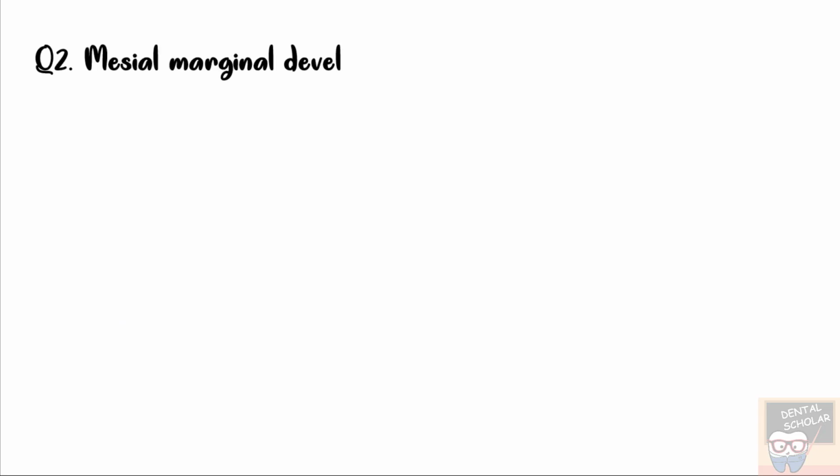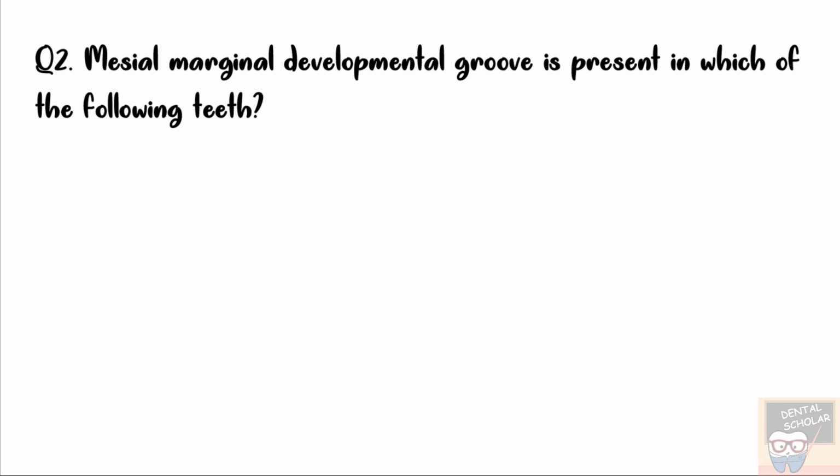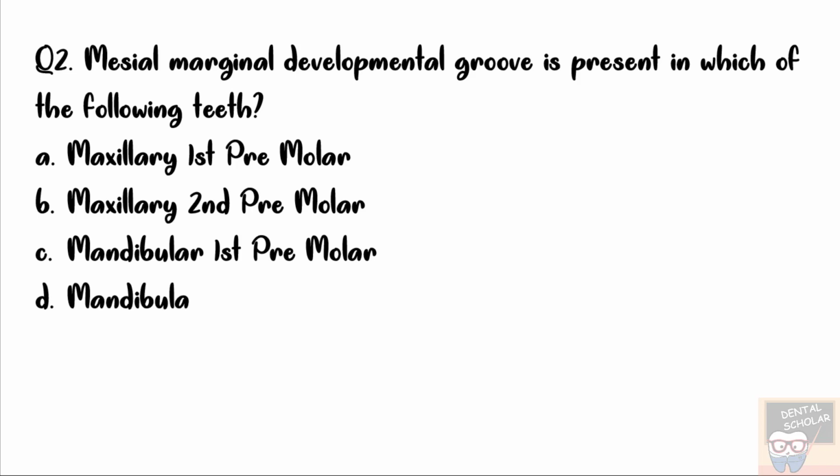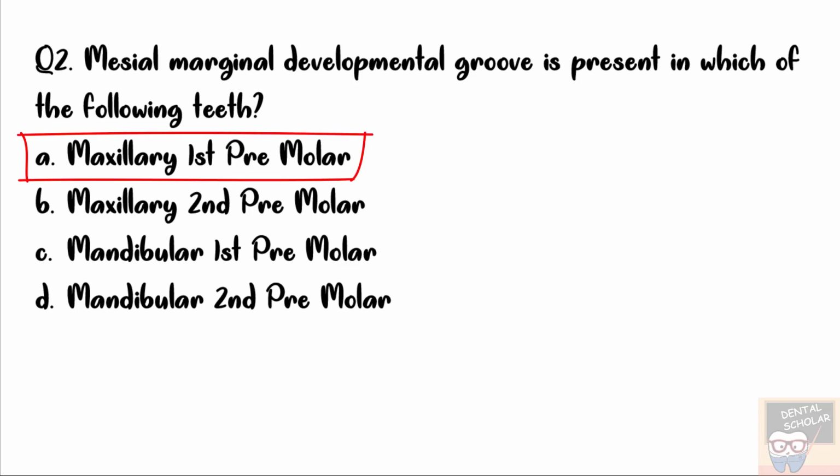Mesial marginal developmental groove is present in which of the following teeth? Option A, maxillary first premolar; B, maxillary second premolar; C, mandibular first premolar; and option D, mandibular second premolar. The correct answer is option A, that is maxillary first premolar.